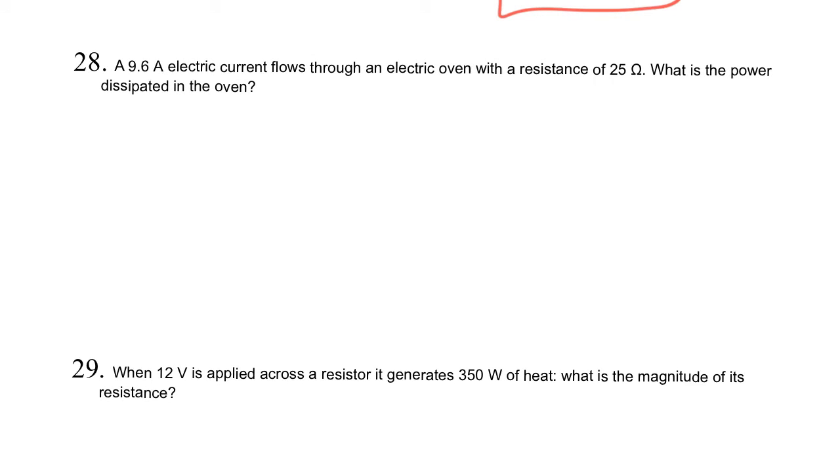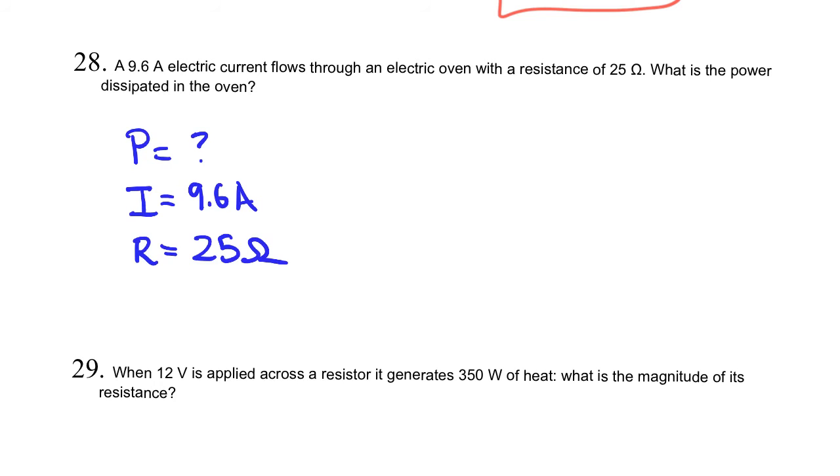This particular problem says a 9.6 amp electric current flows through an electric oven with a resistance of 25 ohms. What is the power dissipated in the oven? Once again, we're looking for power. This time, we're given a current of 9.6 amps, and we're given a resistance of 25 ohms. So we're going to use the third iteration of the power equation.